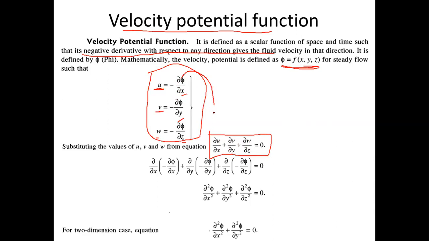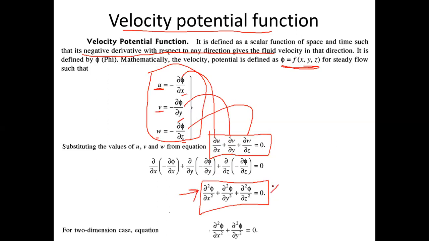So we can substitute this over here. Similarly, v in terms of phi, we can substitute here, and similarly, w in terms of phi, we can substitute here. If you substitute the value of velocity in terms of phi, what will I get? I will get this equation. The continuity equation will change into this equation. So this is the continuity equation in terms of the potential function.